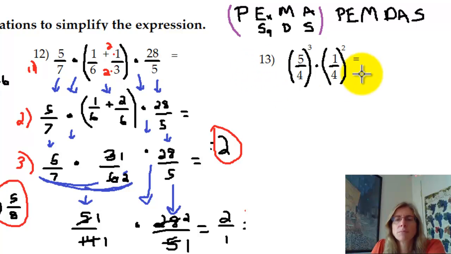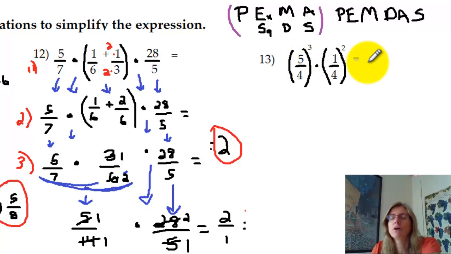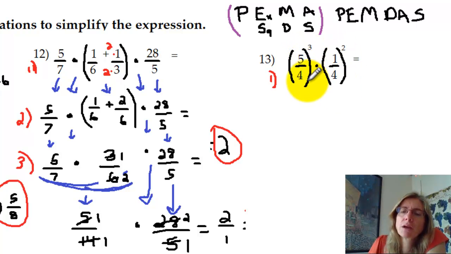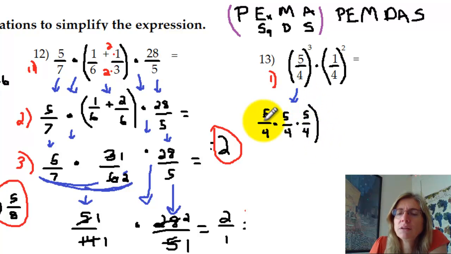So let's work on problem 13. And we're going to do our usual. We look across this way as our first line. And do we have parentheses? Yes, we do. We have parentheses. We take 5/4 times itself 3 times, which means, let's put an arrow indicating what we're doing here. 5/4, we write it multiplied, the number is multiplied by itself 3 times. That's what's in the parentheses, essentially.